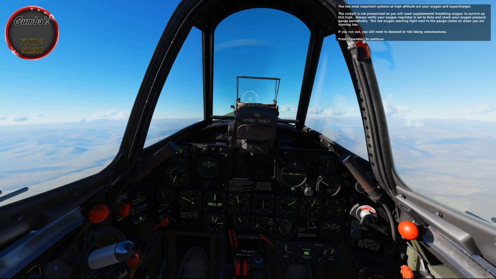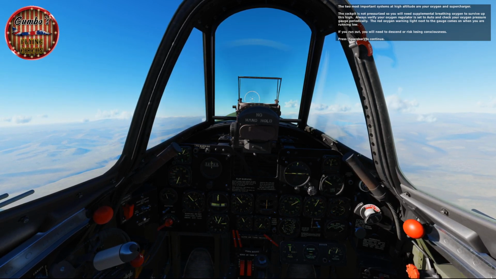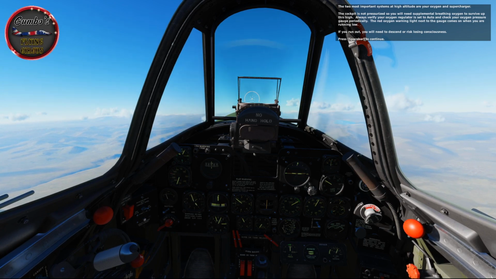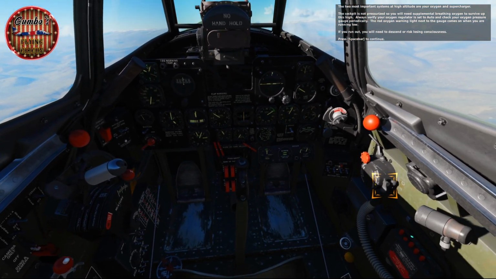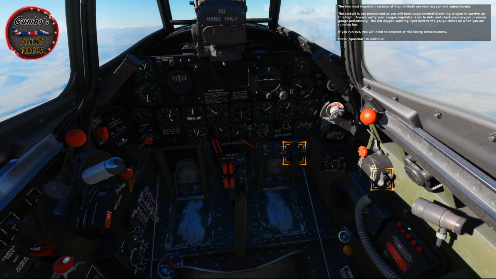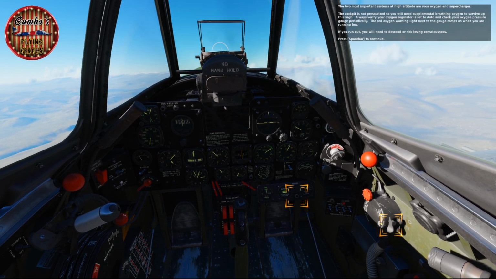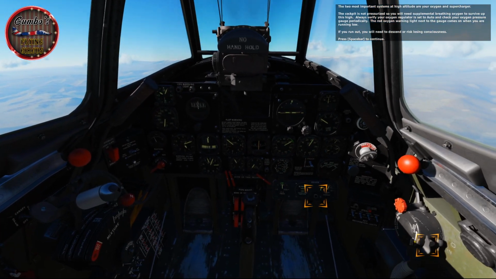The two most important systems at high altitude are your oxygen and supercharger. The cockpit is not pressurized, so you'll need supplemental breathing oxygen to survive up this high. Always verify your oxygen regulator is set to auto, and check your oxygen pressure gauge periodically. The red oxygen warning light next to the gauge comes on when you're running low. If you run out, you'll need to descend or risk losing consciousness. Press spacebar to continue.